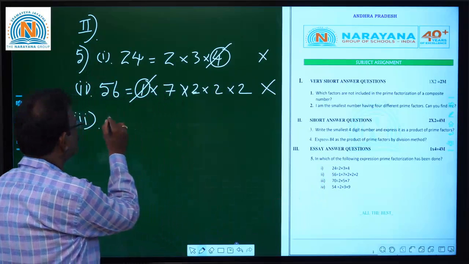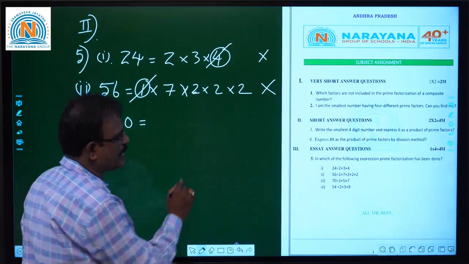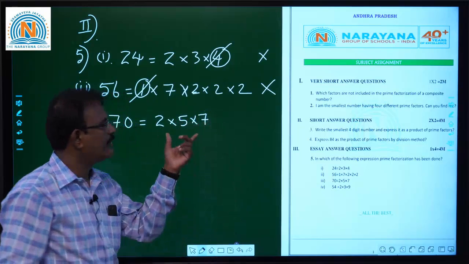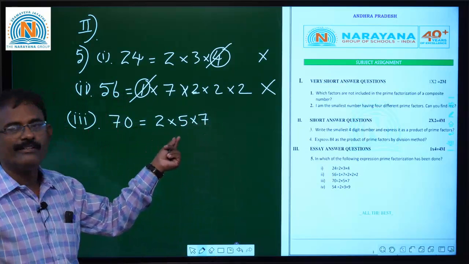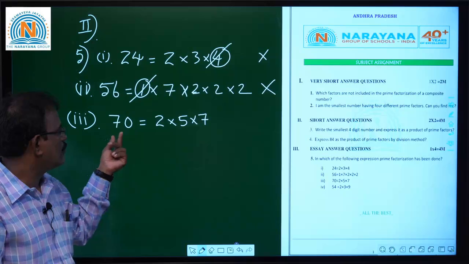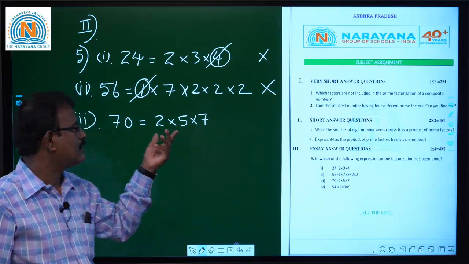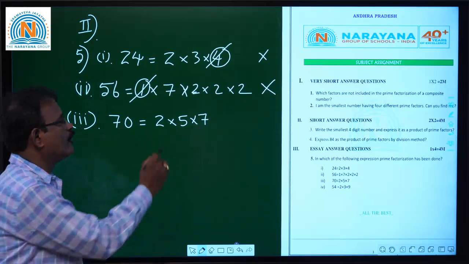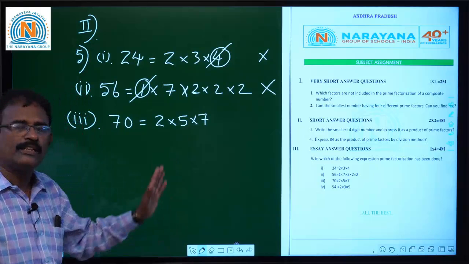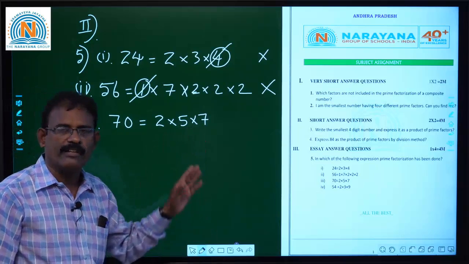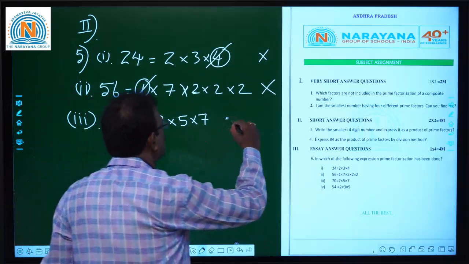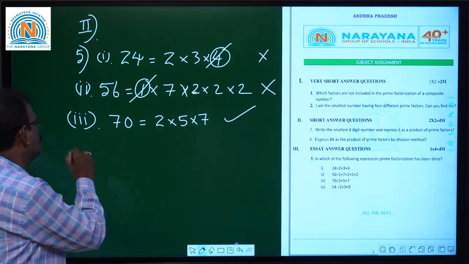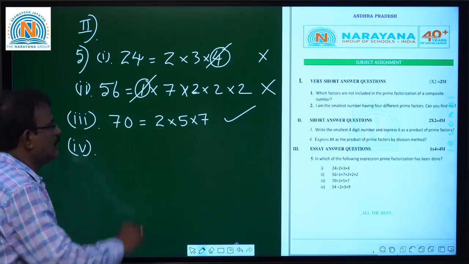third one is 70. 70 can be expressed as 2 into 5 into 7, and let us verify the product. 2 5s are 10, 10 7s are 70. So the product is 100% equal to the given number, which is available in LHS of the equality sign. And if you observe each and every number in this product, every number is a prime number. 2 is a prime, 5 is a prime, 7 is a prime. So expressing 70 as a product of prime factors is the correct way. So the third one is correctly given.